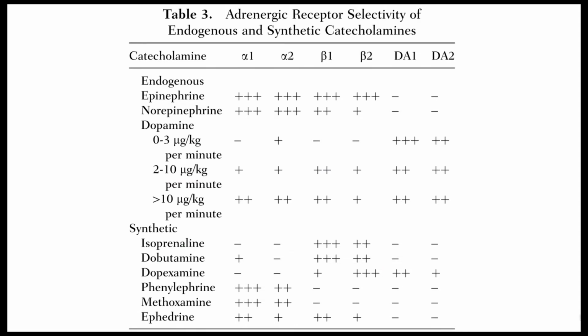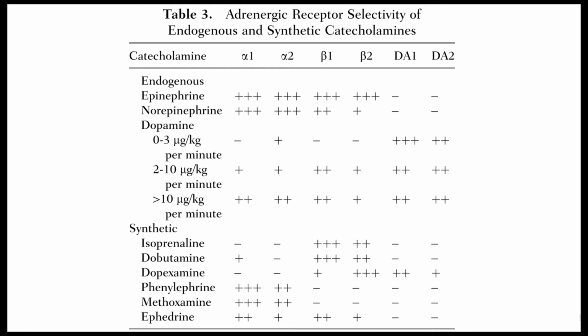Now, there are various catecholamines that we are using currently. They have effects on various receptors as well. The main action for which we are using them is alpha 1, but we cannot ignore the action on the other receptors.